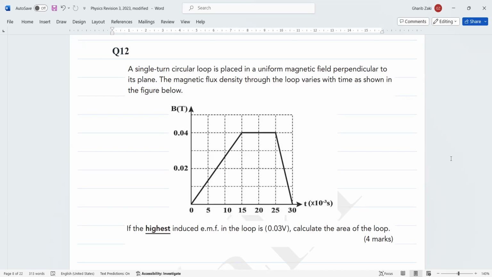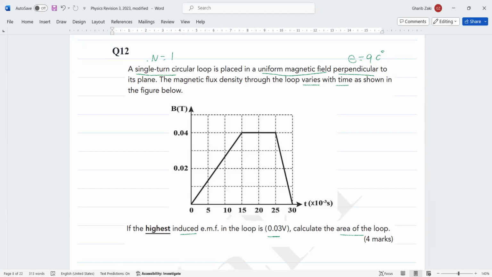Ready? A single turn circular loop. Single means N equals 1. It is placed in a uniform magnetic field, perpendicular, theta equals 0, to its plane. The magnetic flux density through the loop versus time is as shown. It says if the highest induced EMF is 0.03, calculate the area of the loop.